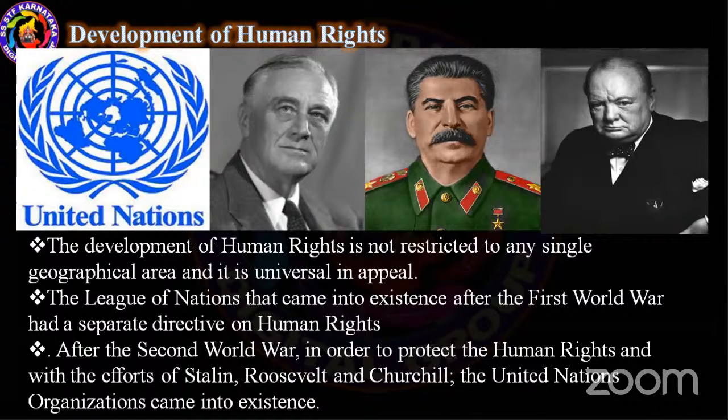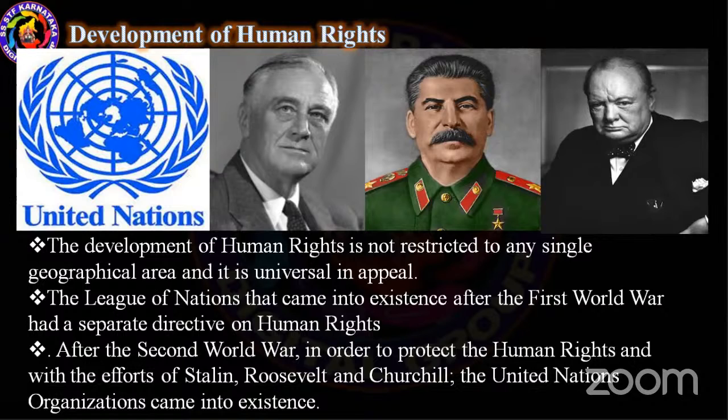After the Second World War, in an effort to protect human rights, the United Nations organization came into existence through Stalin, Roosevelt, and Churchill. These leaders focused on the establishment of the United Nations. The League of Nations came into existence after the First World War, but it didn't carry on its activity for a long period.